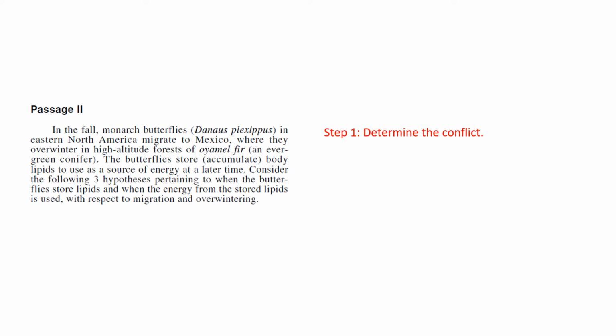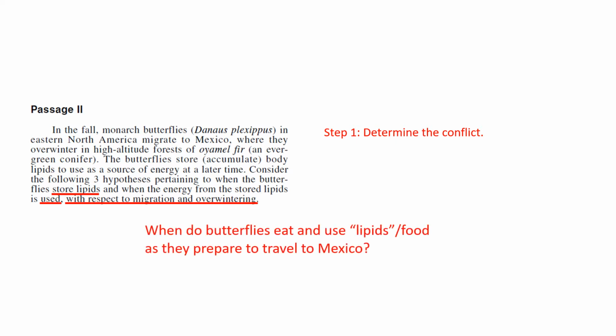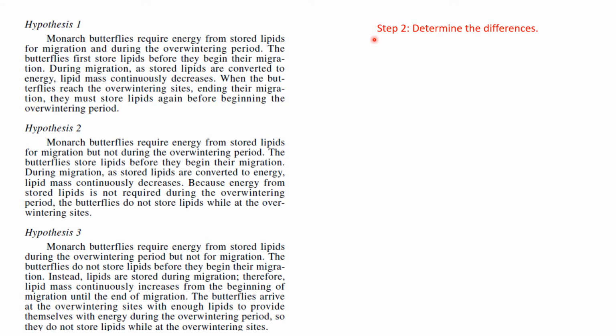In the fall, monarch butterflies in eastern North America migrate to Mexico, where they overwinter in high altitude forests. The butterflies store body lipids. They use it as a source of energy, so they eat. Consider the following 3 hypotheses pertaining to when the butterflies store lipids and when the energy for stored lipids is used with respect to migration and overwintering. So the conflict is that stored lipids, when do they use them with respect to overwintering? So when do butterflies eat and use their food as they prepare to travel to Mexico? That's the conflict. So step 2 is to determine the differences.